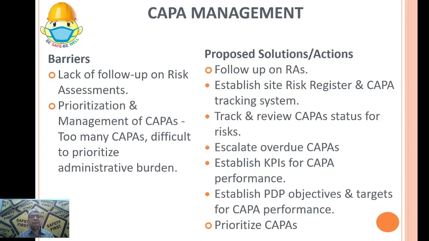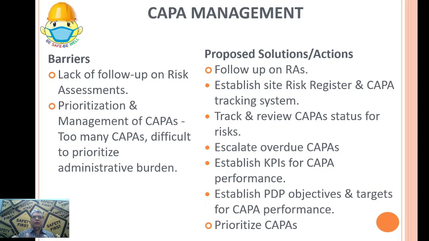So sometimes it becomes an administrative burden because people don't have time to do that. Now, what are the proposed solutions and actions? Create a system of follow-up of risk assessment. Assign that job to a small group of people. Establish site risk register and CAPA tracking system. Means there has to be a tracking of the CAPA and risk register.